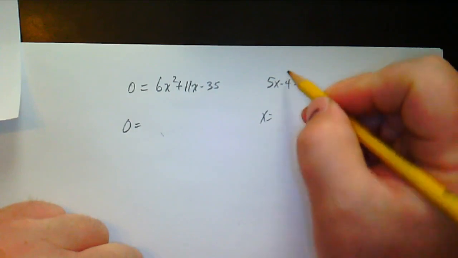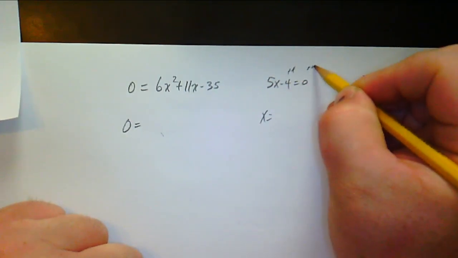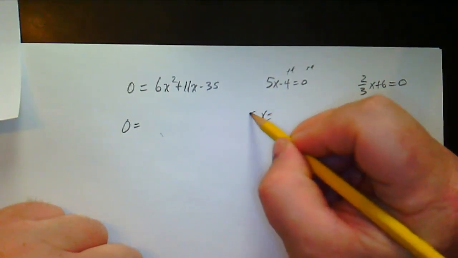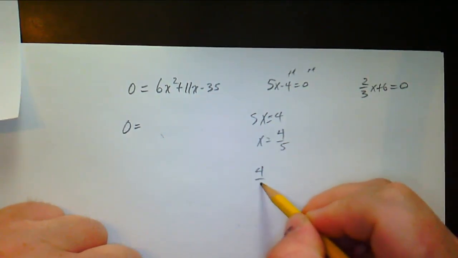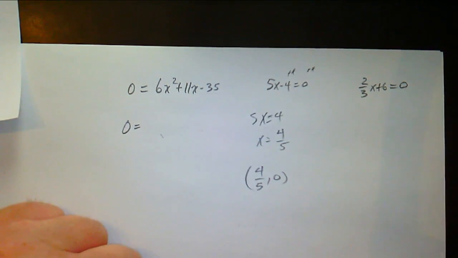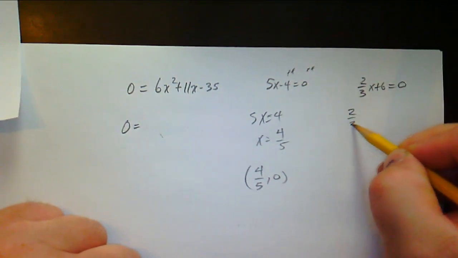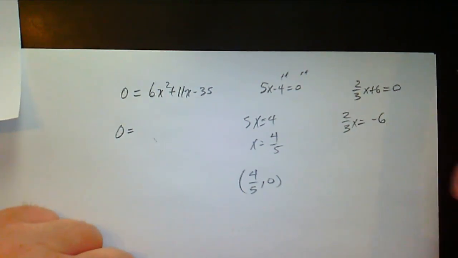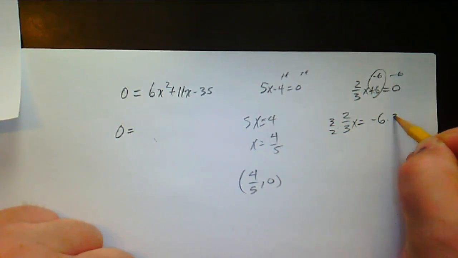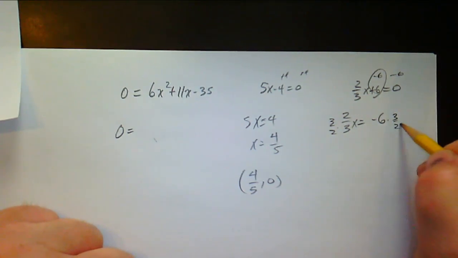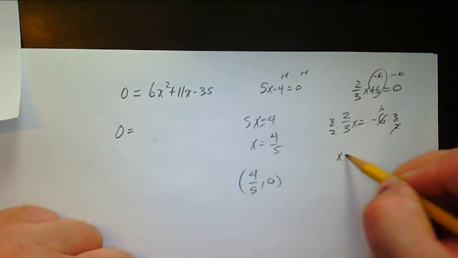So when you solve this one, you add 4 to both sides and you get 5x equals 4, so x equals 4/5. So one of your answers is 4/5, comma 0. Boom, done. This one, 2/3 x equals negative 6, because you subtract 6 from both sides. That makes 0, which is what you want. You don't have to write plus 0. Multiply by the reciprocal, you see, and then just reduce.